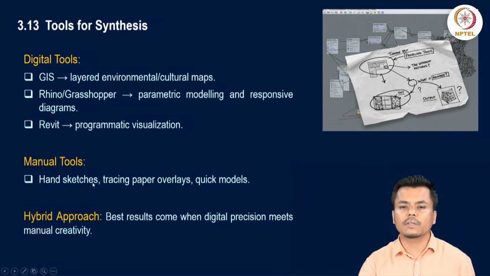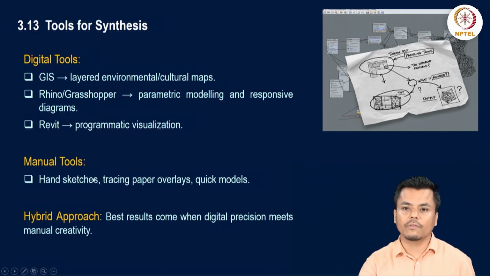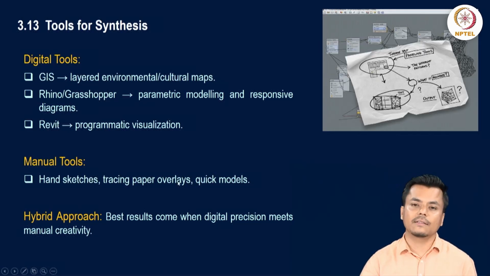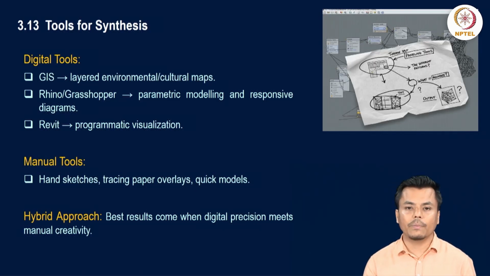The manual tools are also possible in this case, that is, hand sketches that you draw based on your site observations or based on the case study visit, and tracing paper overlays, where you draw all the layers on different tracing sheets. It may be a gateway sheet, or a butter sheet, or a rice paper, where you draw different layers and then overlay them on top of each other and identify the optimum location within the site for a certain activity or certain blocks of your project.